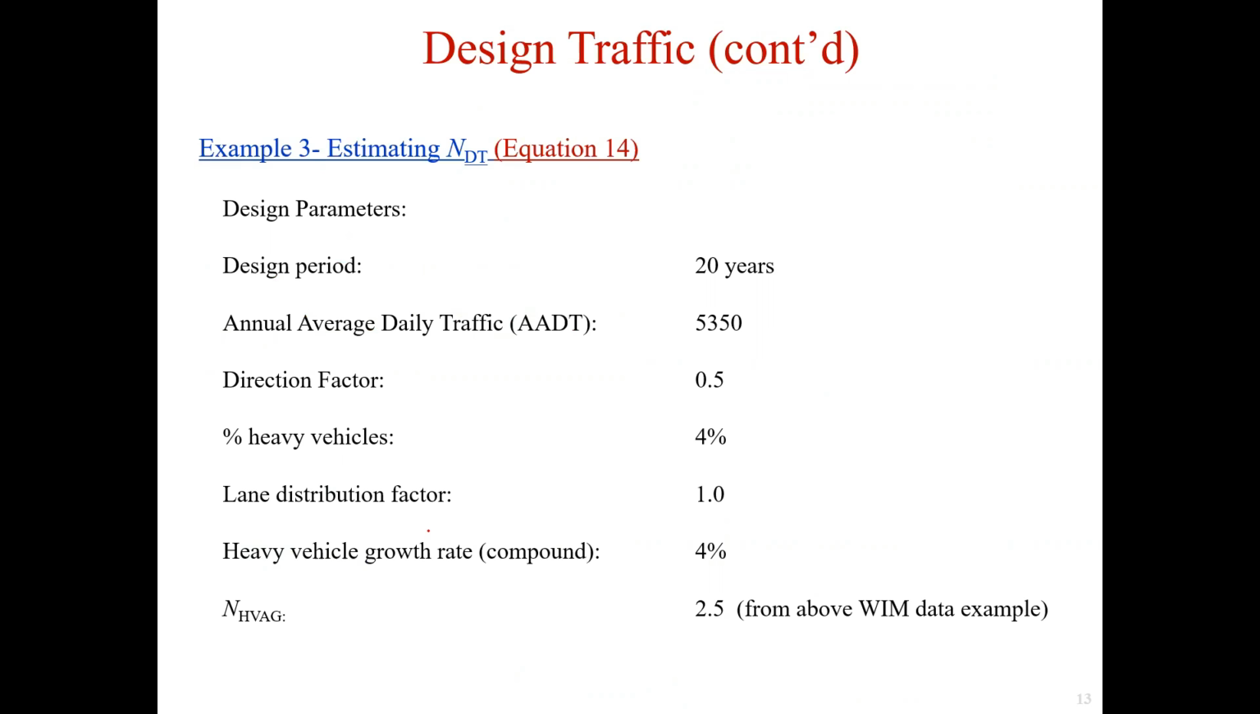This example requires us to estimate NDT from equation 14, where the design parameters are shown below. The design period is 20 years, and the average daily traffic AADT is 5,350. Direction factor of 0.5. Percentage of heavy vehicles is 4%. The lane distribution factor is 1. And heavy vehicle growth rate is 4%. And NHVAG is 2.5, based on the example result on WIM data from the last slide.